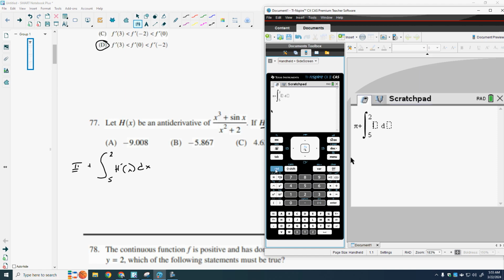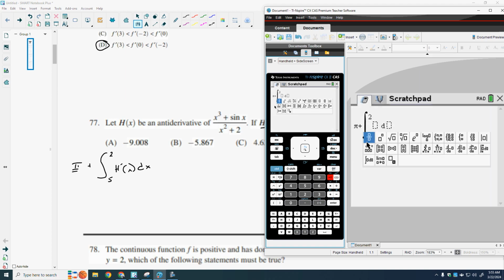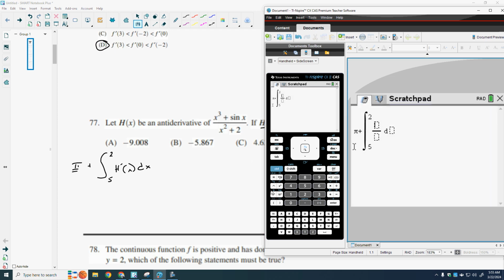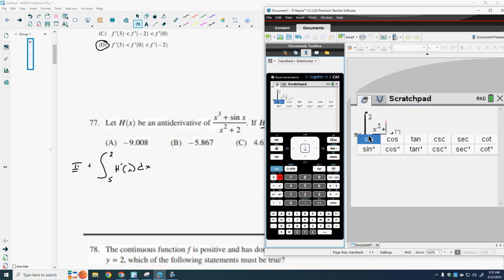I like this button better, so I'm going to go control. Nope, get off the control. Yep, I knew I was going to do that. Okay, I don't want control. I want just that guy there. I like this fraction button better than divided by when I have a bunch of stuff in the numerator and the denominator. So we have x cubed. Get out of the exponent. Plus trig function sine of x. Jump down into the other expression, x squared plus 2.